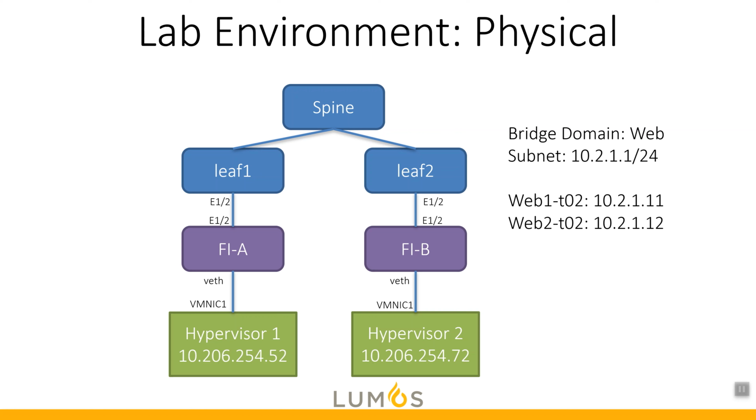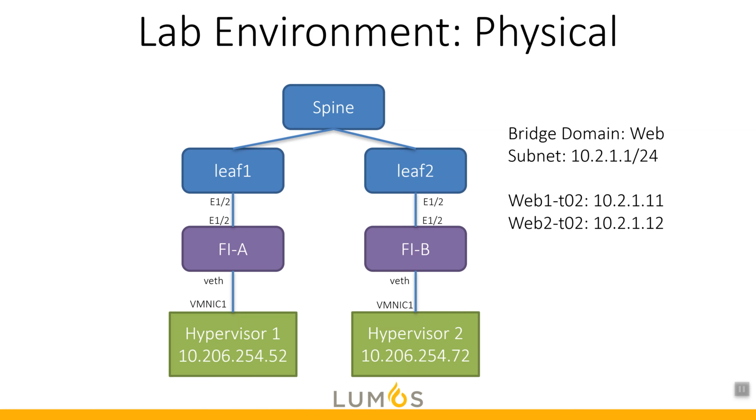In this case, we're using Tenant 2, and Tenant 2 has two hypervisors, ESXi hosts at 10.206.254.52 and 10.206.254.72. Those are the management IP addresses of those hosts, and typically how we identify ESXi hosts in this environment. We're dealing with one bridge domain called web, and the EPG is also called web. The subnet for that bridge domain is 10.2.1.1, that's the default gateway for the hosts. And the web servers are web1-T02 and web2-T02.